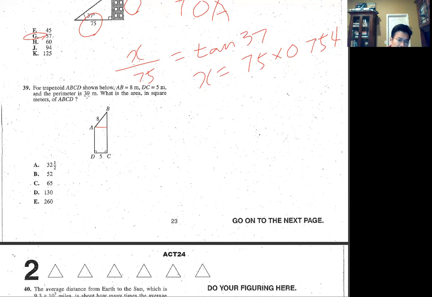Perimeter is 39. So perimeter is 39 means you take out the 8 and then 5. So 39 minus 8 minus 5, which is 26. So adding these two is 26. Let's say this is X. This is 26 minus X, right? And what is the area of this one? Area is just base times height, right? Base times height. And then 26, can't think right now. Somehow. 26.